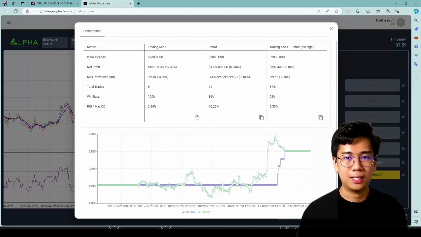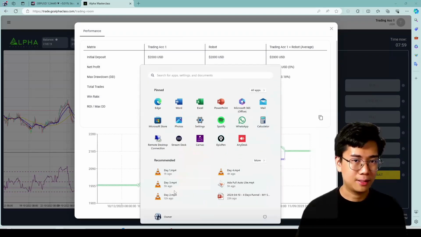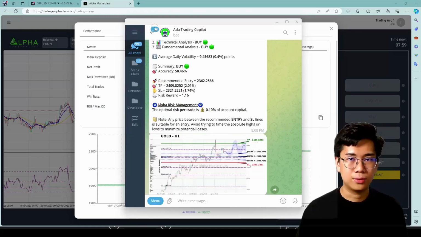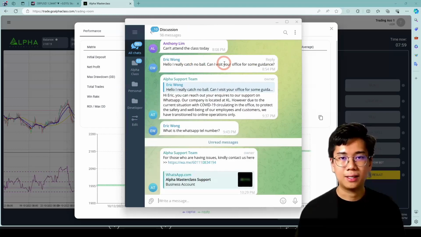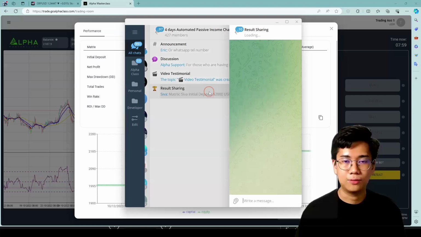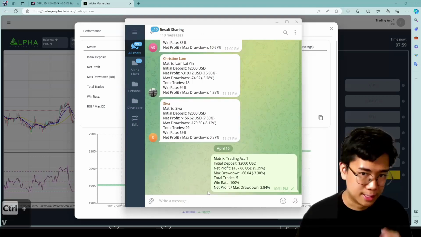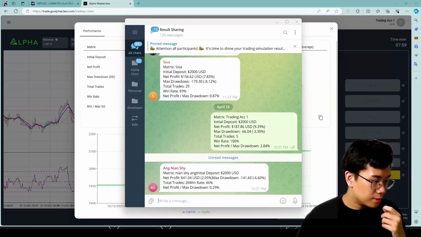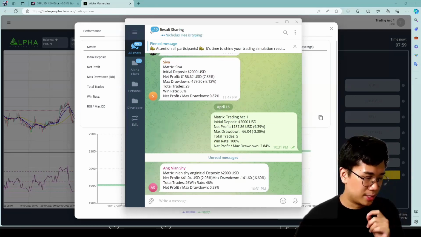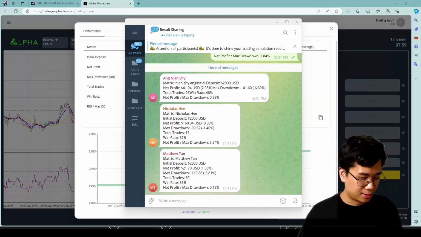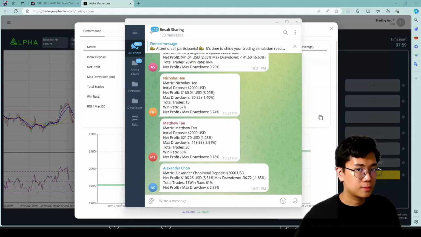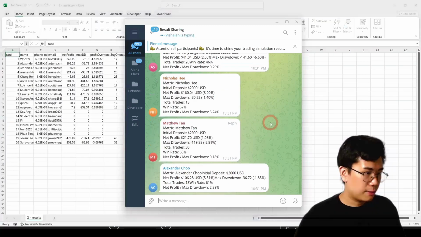Let's copy the result into the diagrams. By the way, the diagram there we can have a discussion on. So we go to result sharing here and put the result inside. Right now, after the simulation ended, let's have a review of what you guys have done just now. Everyone please put the result into the chat box, right?